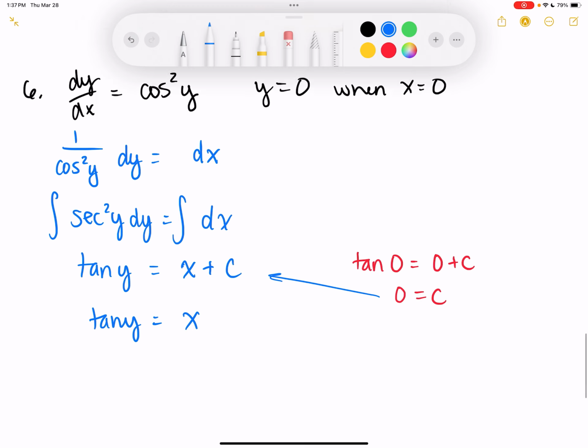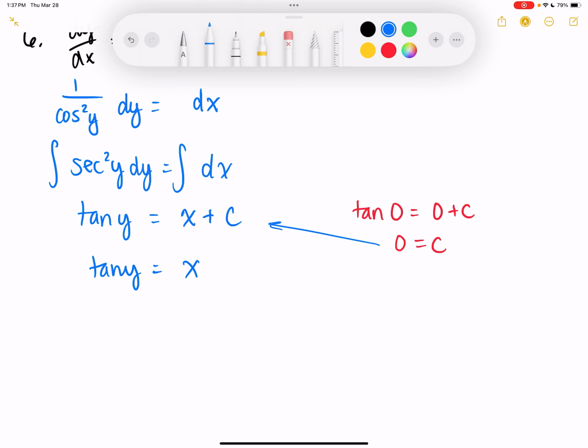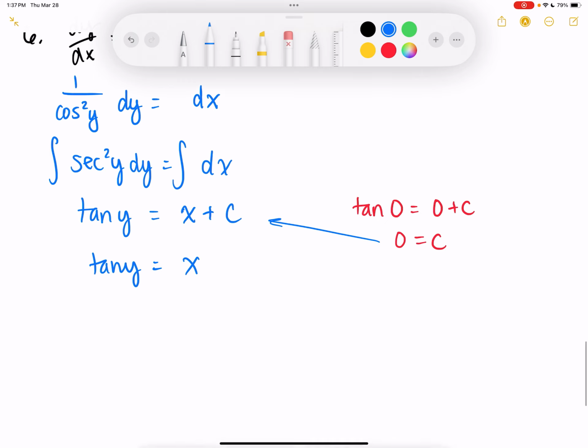So now, how do I solve for y? Inverse tangent. Take the inverse tangent. So y equals inverse tangent of x.